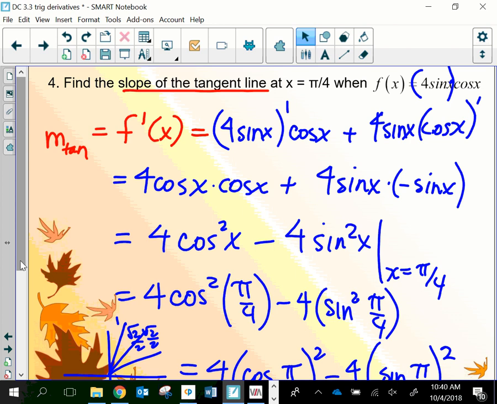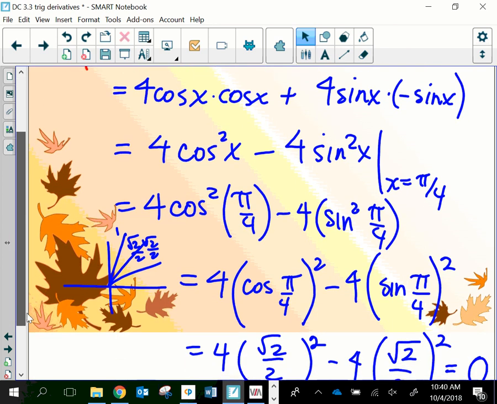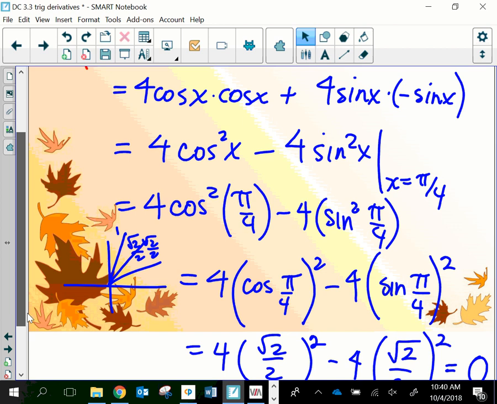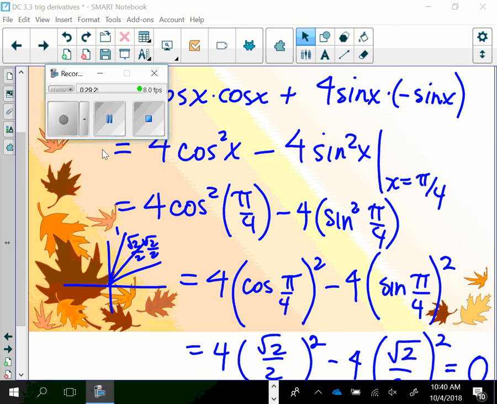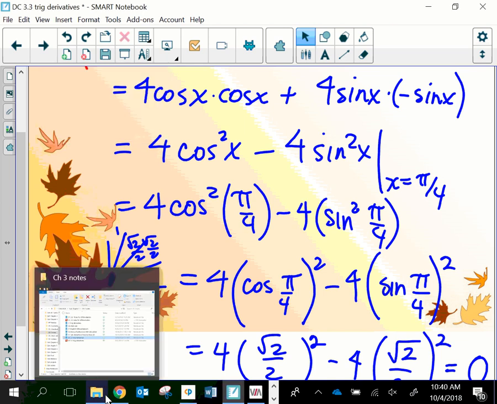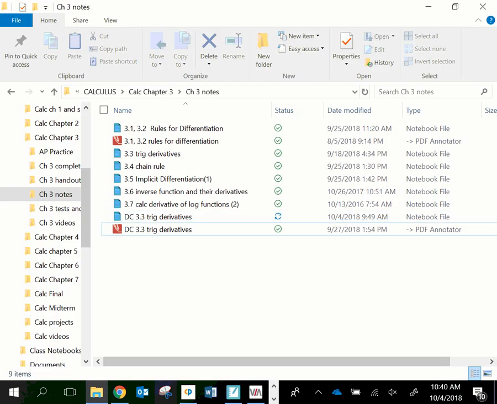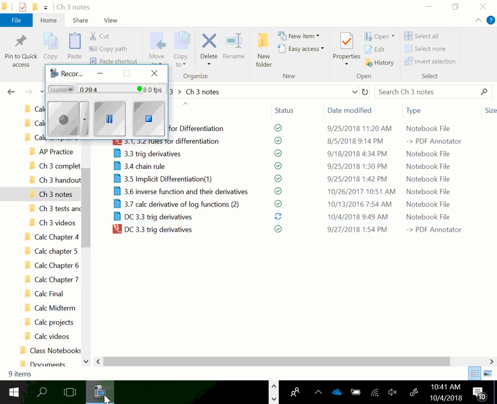Cosine squared x minus sine squared x is cosine 2x. That would be 4 times cosine 2x, if you want to use the formula. At this point, your theta is just a variable, so yeah, you have to use x. What's happening now?